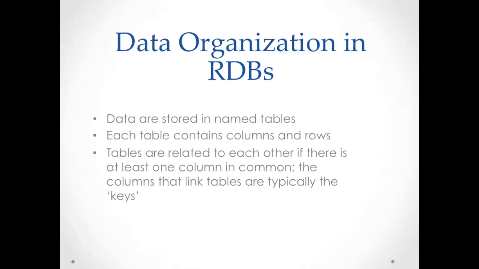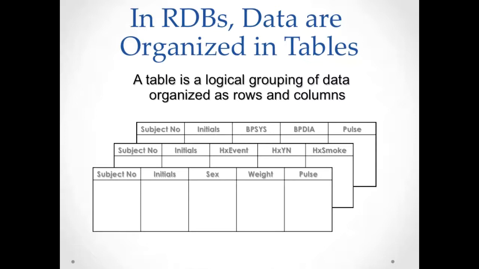So those links that I just talked about between tables are called keys. This is what it might look like. Let's say we have a table for, I don't know, vital signs data. We might have the subject number or the patient number, their initials, a gender, their weight, and their pulse. If we collected more than one weight measurement, we would have more than one row in that table for that patient. Make sense? Okay.